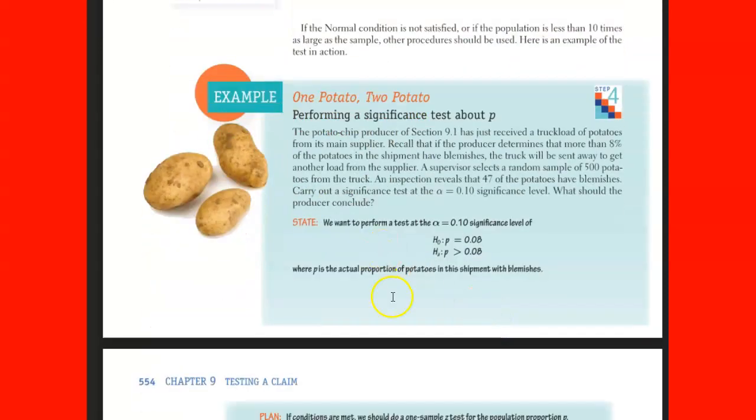So here's one more example. I'm going to talk you through the example. I'm going to show you this is a template for your answer on all the assignments and on your test. I'm going to talk you through the template for your answer, and I'm also going to show you how to do it on your calculator.